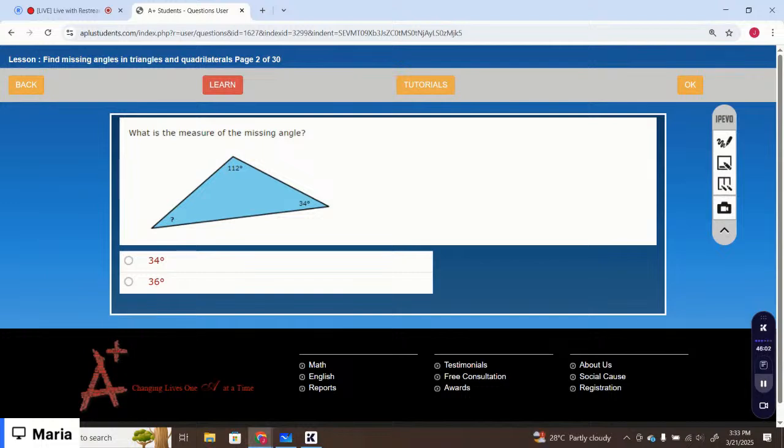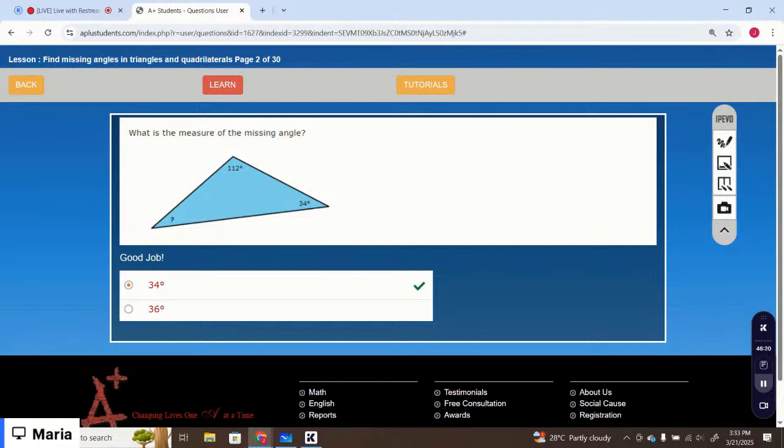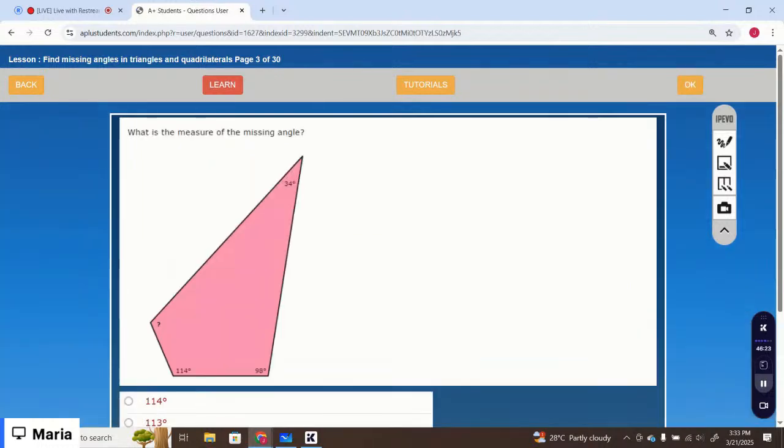What is the measure of the missing angle? That's a triangle, so the sum of all the angles is 180 degrees. So 112 plus 34, that is 146, subtracted from 180 equals 34 degrees. So option number one is the correct option. What is the measure of the missing angles? Add the given angles, 114 plus 98 plus 34, that is 246, subtracted from 360, that equals 114. Option number one is the correct option.